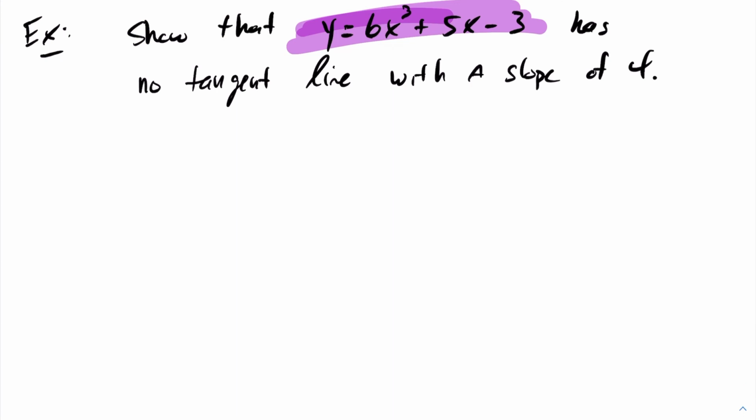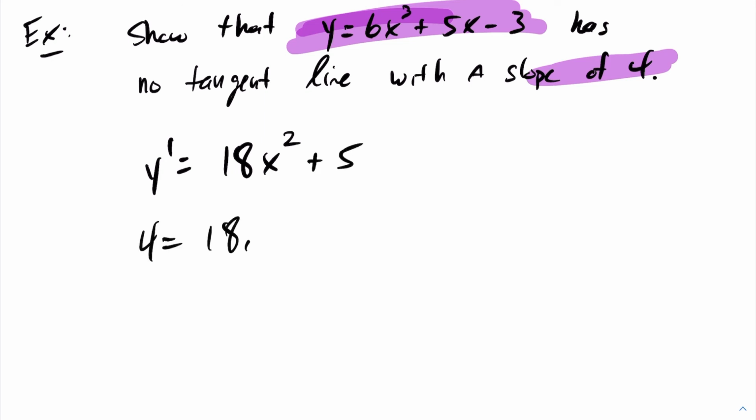Okay, for this question, they want us to show that the following degree 3 polynomial has no tangent with a slope of 4. Well, if this has no tangent with a slope of 4, let's first take our derivative to get a general expression for any tangent, in which case we get 18x squared plus 5. If this has a slope of 4, that means I can set this equal to 4 and I'll be able to find an x value that'll satisfy that.